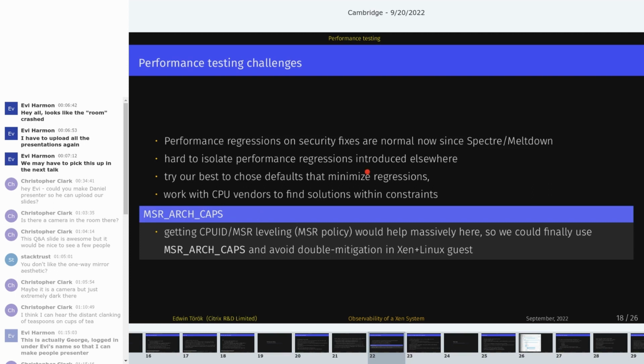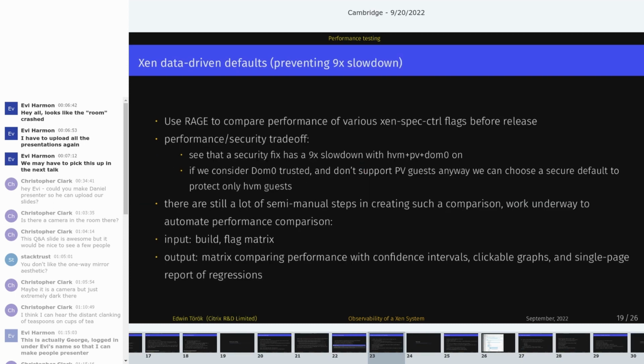There are also some challenges with performance testing, because right now all of these security mitigations come with an expected performance impact, and although we try to reduce their impact, we can't completely avoid it. One thing that would help immensely is if we had MSR archcap support and the CPUID MSR leveling policy that's being worked on in Xen were finalized, so we can start using it, because then you can avoid mitigating the same security issue twice, both in Xen and Linux. You can say, okay, I've mitigated this in Linux, and then the Linux guest would know whether it still needs to do the mitigation or not.